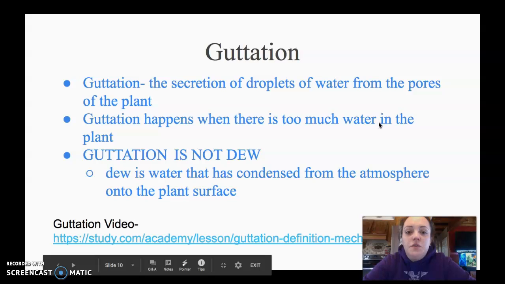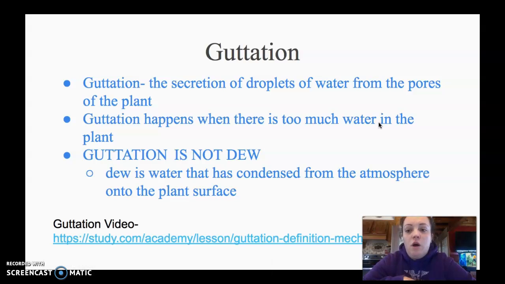That brings us to guttation. Guttation is the secretion of droplets of water from the pores of the plant. This is what happens when the conditions aren't right for transpiration to occur and there's too much water inside of the plant. A lot of people think that guttation is dew, but it's not the same thing, because dew is water that's condensed from the atmosphere onto the plant surface, rather than water that's come from the plant and is now on the plant surface because it's been forced out of the plant.